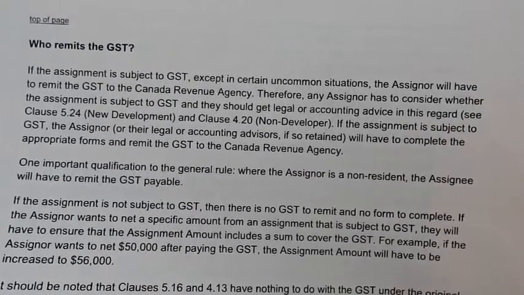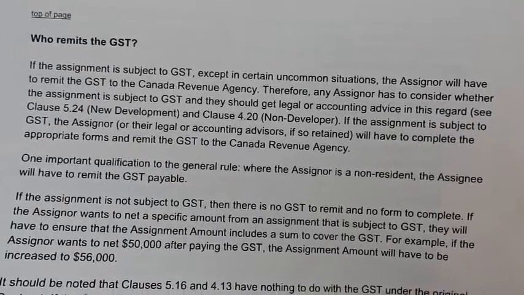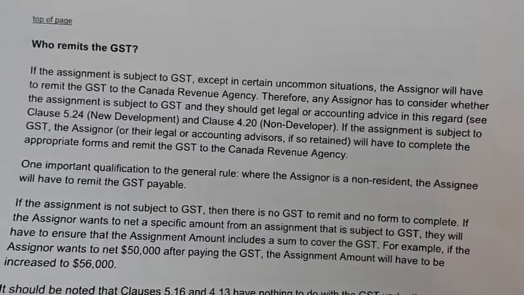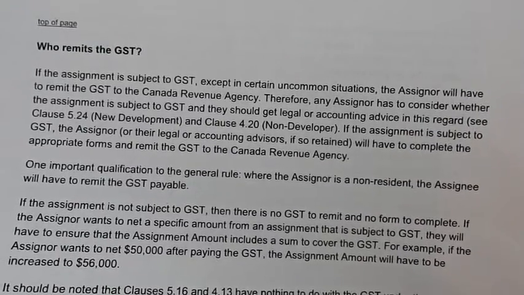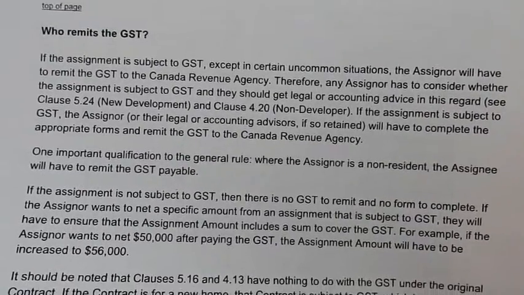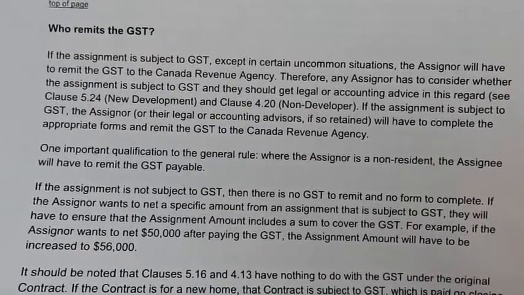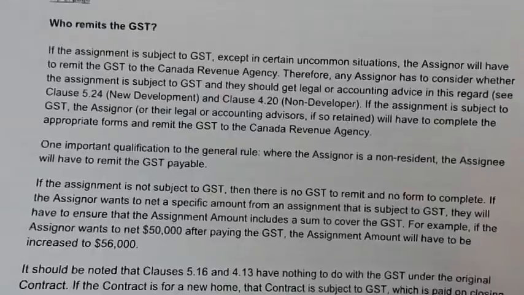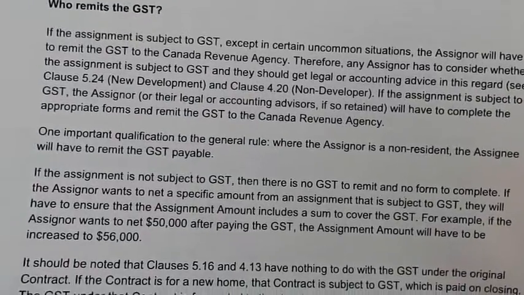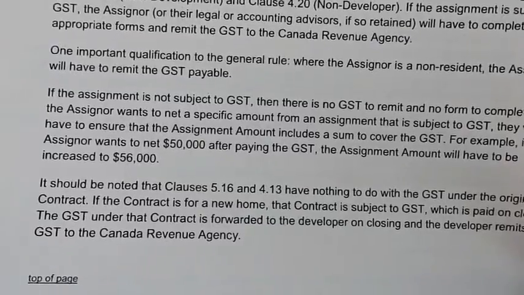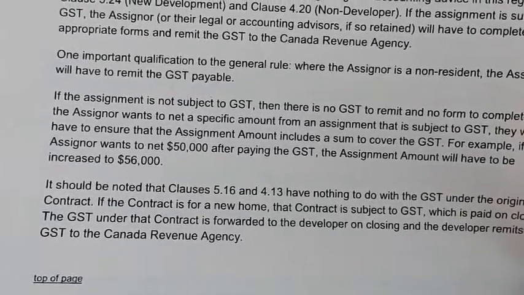If the assignment is subject to GST, the assignor or their legal and accounting advisors, if so retained, will have to complete the appropriate forms and remit the GST to the Canada Revenue Agency. One important qualification to the general rule: where the assignor is a non-resident, the assignee will have to remit the GST payable. If the assignment is not subject to GST, then there is no GST to remit and no form to complete.